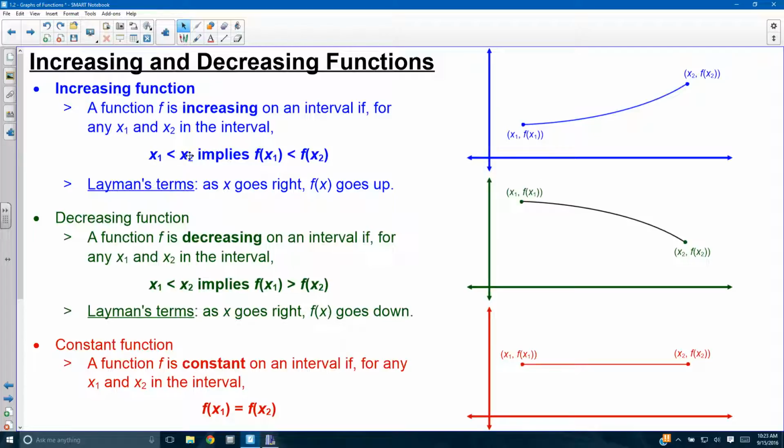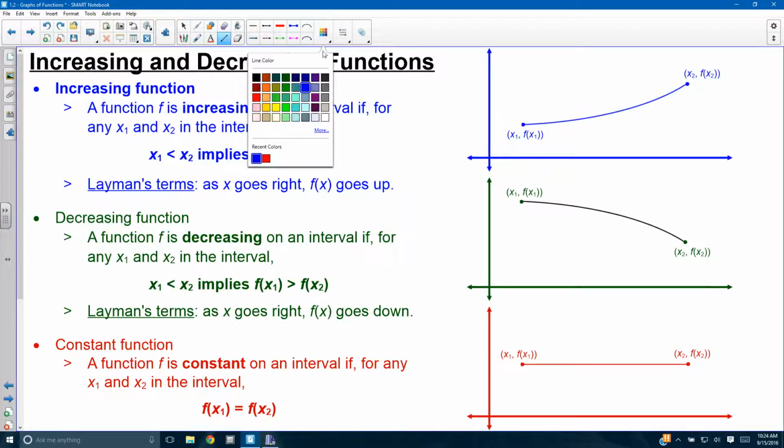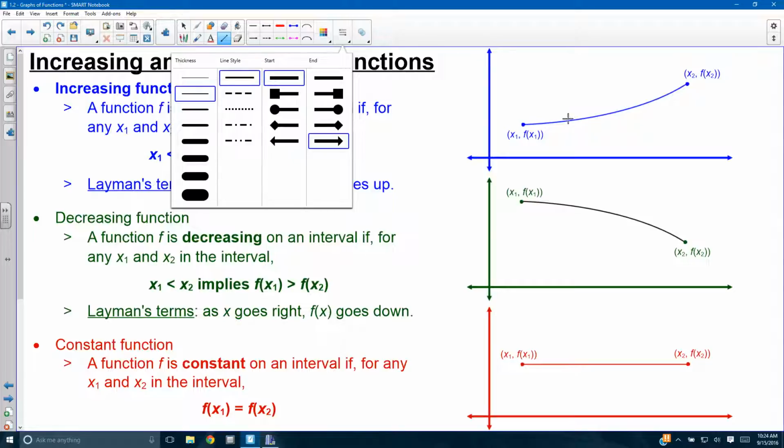If x1 is a lesser value than x2, like farther to the left, then f of x1 will be less than f of x2, which means it'll be a lesser value down low, which means x1 and f of x1 are to the left and below x2 and f of x2. On that interval, it's said to be increasing because it goes from bottom left to top right, at least for that specific interval. So in layman's terms, as x goes right, as x becomes more positive, f of x becomes more positive. As x goes right, f goes up. Therefore, it's increasing. So you take a look at that, you make sense of it, and you say, okay, I think I know what increasing means.